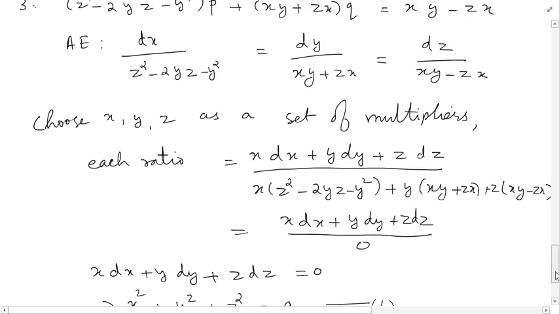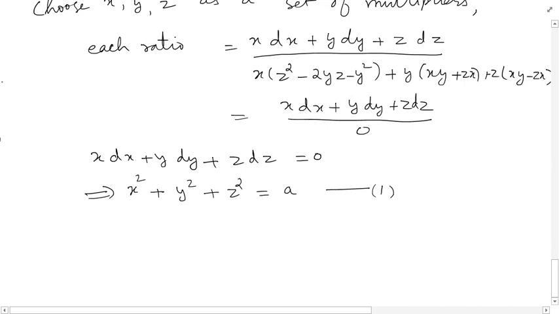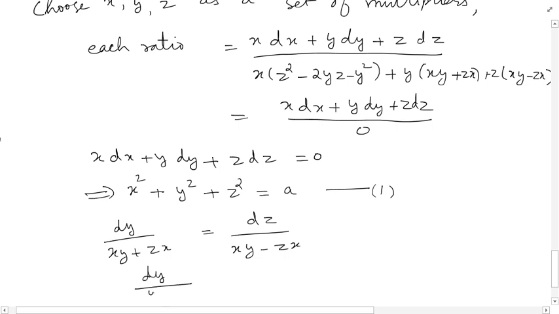Now for finding the second solution, check the last two ratios in the auxiliary equation. Taking the last two ratios, we can write dy by (xy plus zx) equal to dz by (xy minus zx). Now you see x is a common factor, so you can cancel x from everywhere, and we can write it as dy by (y plus z) equal to dz by (y minus z).